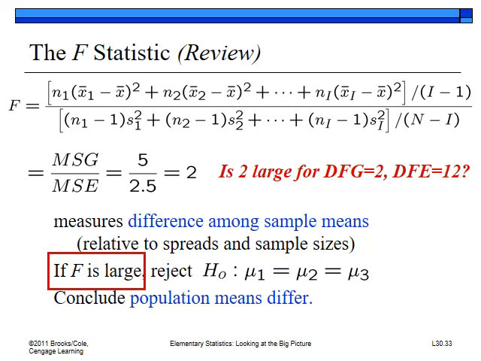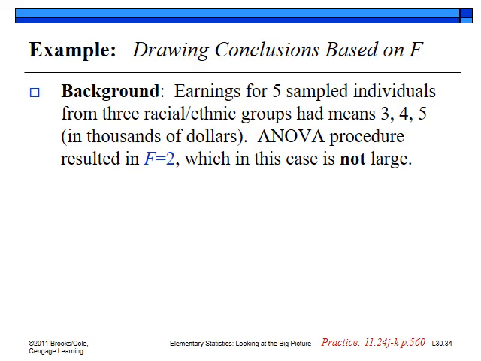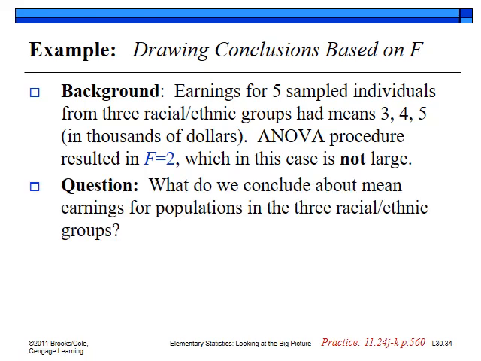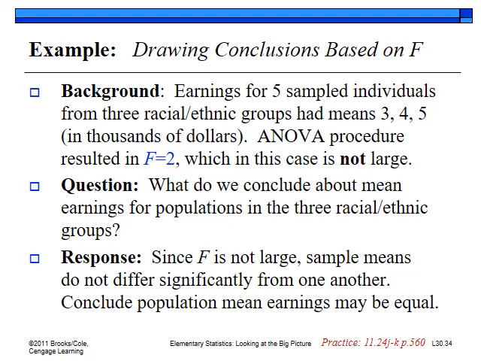Is 2 large for DFG equals 2 and DFE equals 12? That's the scenario we've been considering. No, it's absolutely not. So the earnings for the 5 sampled individuals from those 3 racial and ethnic groups that we've been looking at, the means were 3, 4, and 5 in thousands of dollars. The ANOVA procedure gave us an F statistic of 2, which is not large for these degrees of freedom. So what's our conclusion? These means do not differ significantly from one another. So in the population, it's possible that the means are equal.